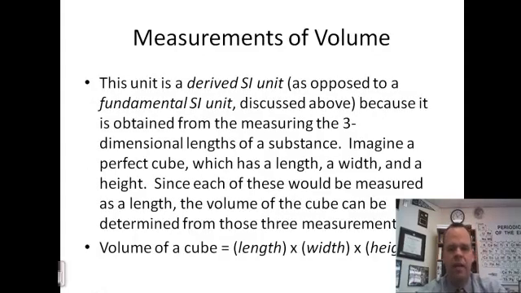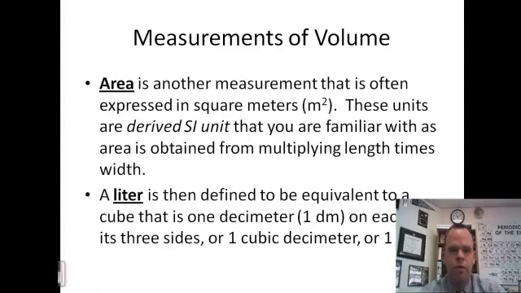Volume is a derived SI unit. It's not a fundamental SI unit, one of the five fundamental units. It's something that's derived. It's obtained from taking the three dimensions, length, width, and height, and multiplying them together. So if we have a cube, we would take the length times width times height to find the volume. So when we're doing volume units, it's almost similar to doing area units. You think of area as just two sides multiplied together. The common unit there is meters squared. That would be a derived SI unit.